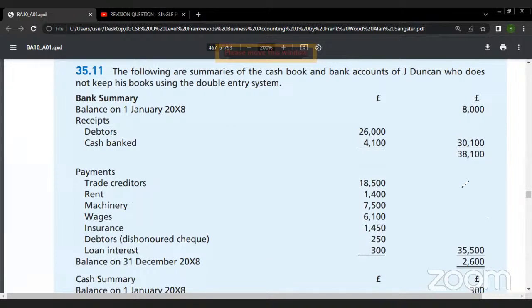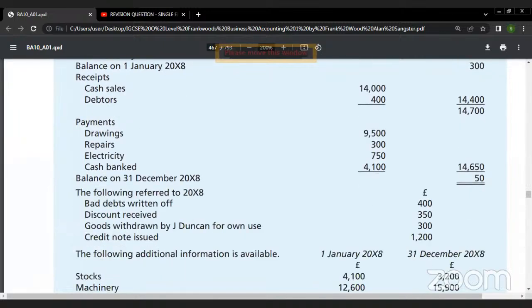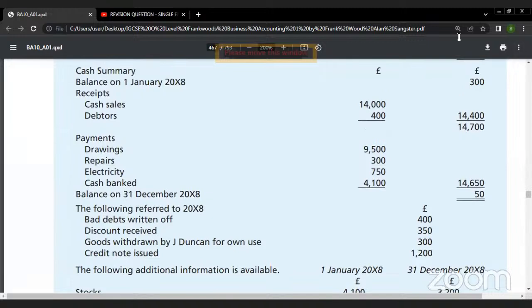Let us look at the cash summary very fast, and then we'll see what we have in our cash summary. So the cash summary of Duncan, of course, we start with an opening balance at the start of the financial year. Then we have cash sales. So Duncan made sales, sold some goods, and of course received cash worth 14,000. Then we have debtors. Now this represents cash that was received from the credit customers.